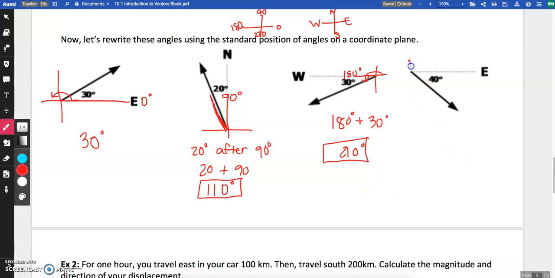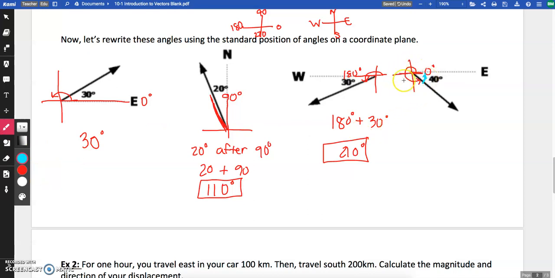And then our last one here, kind of a tricky one. Okay, so I have east as our 0-degree angle. Remember, for angle measures, we move counterclockwise when we're talking about our regular coordinate plane, not the cardinal directions. So this 40 degrees is telling you the little measure right here.